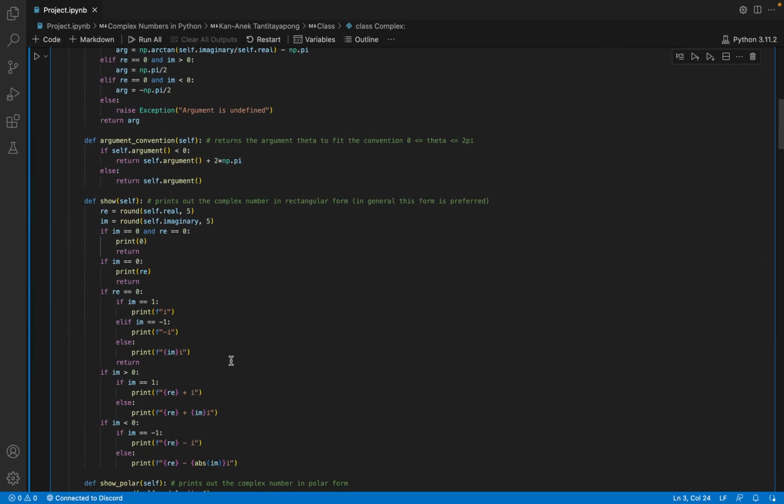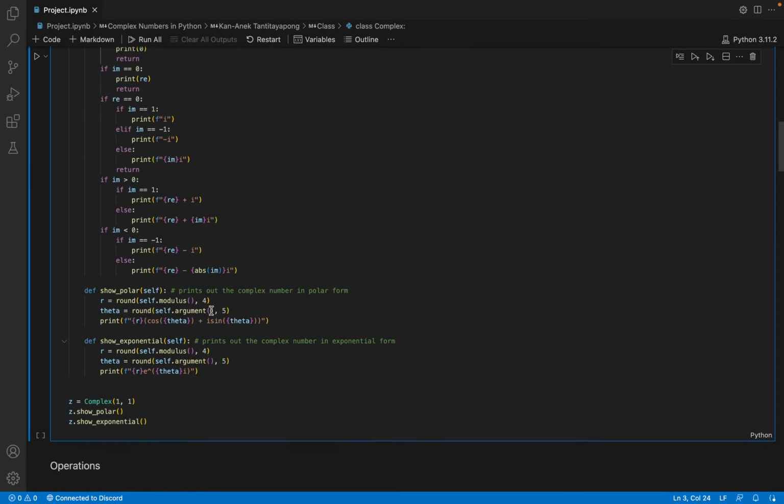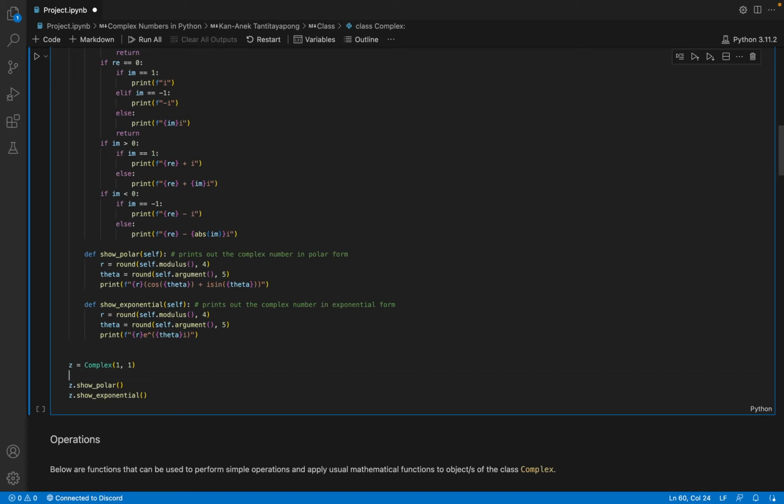Then we have a show function. The normal show function prints out the complex number in rectangular form, and the final two print it in polar form and in exponential form. So let's take a look at a quick example. z equals 1 plus i, so Complex(1, 1).